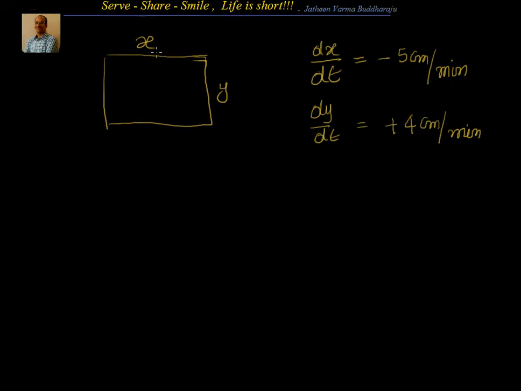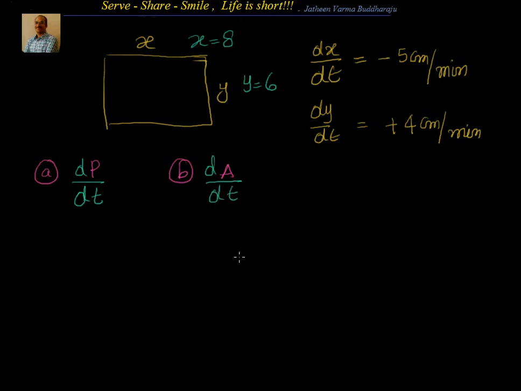We are interested to find out the change in perimeter and the change in area when x equal to 8 and y is equal to 6. We are interested in finding out dP by dt and also dA divided by dt. This is what we are interested in finding out.